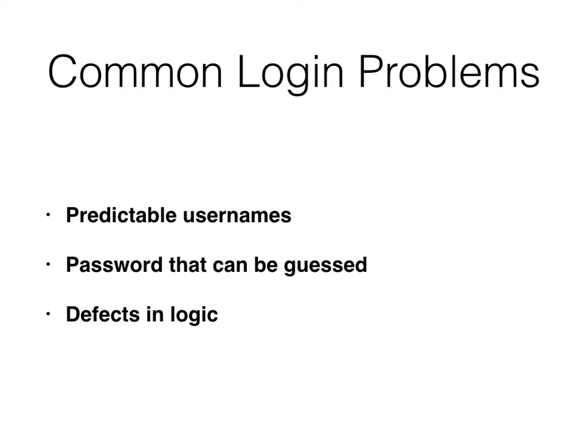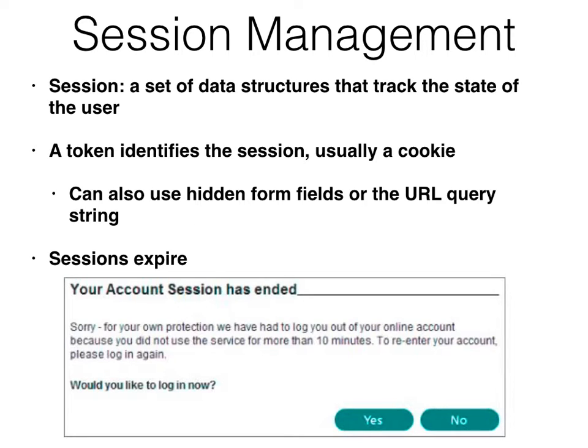Passwords that can be guessed and other kinds of defects in logic are very common. Session management is a huge issue. You have to somehow know who somebody is after they log in. You can't keep making them log in over and over. You have to remember who they are and how they do things. So you have to have some kind of token that proves they are somebody, and that's typically a cookie, and that's often handled very badly or generated in a non-random way so it can be predicted or guessed.